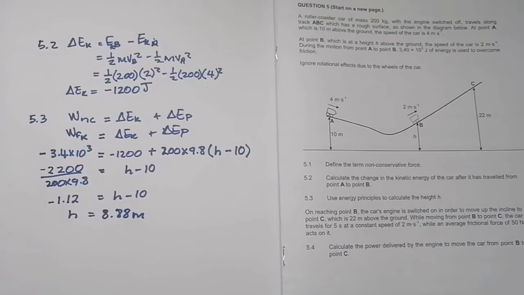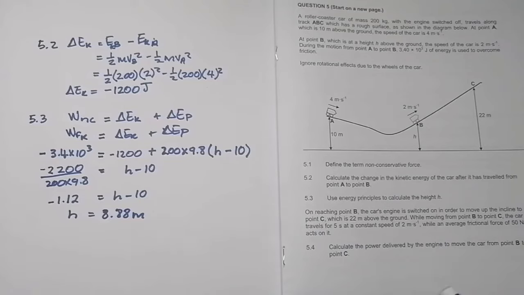They say on reaching point B, the car's engine is switched on, right? So now this tells you that we're going to have work done by the engine of the car. It's an applied force. So they say the car's engine is switched on in order to move up the incline to point C, which is over there, which is 22 meters above the ground. So while moving from point B to point C, the car travels for 5 seconds at a constant speed. So that's very important.